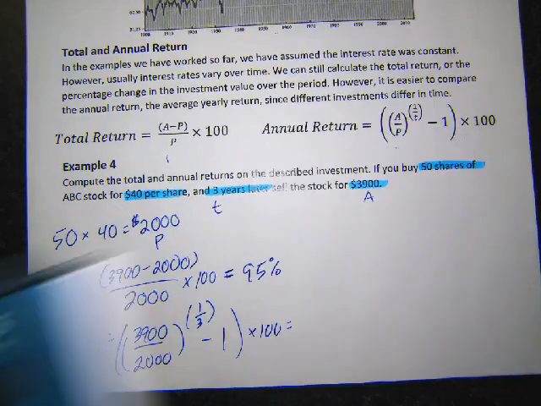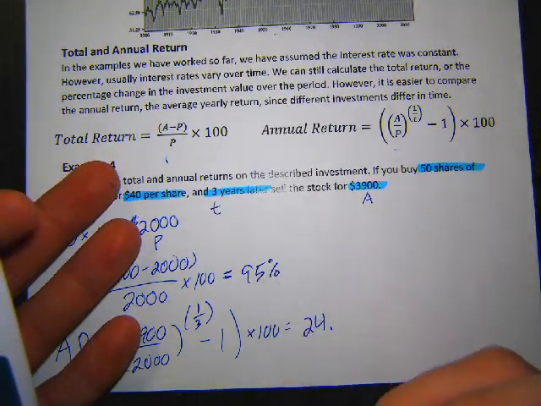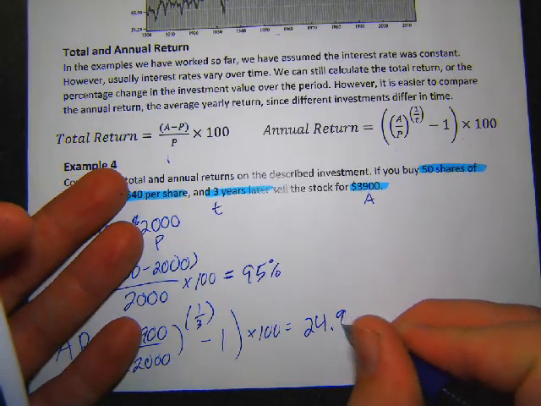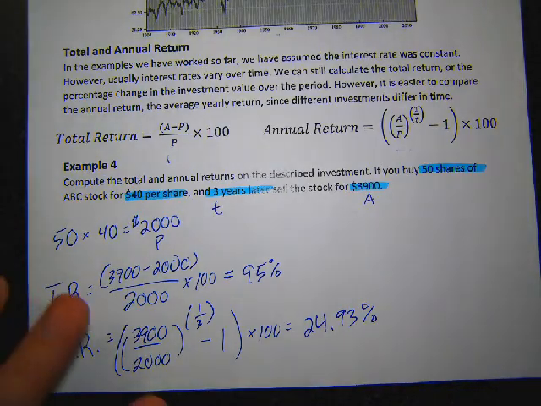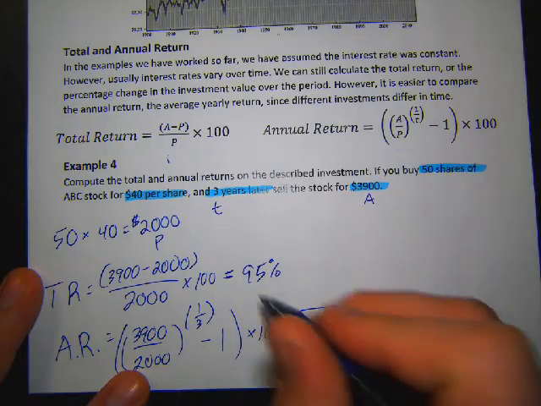24.93%. So you can see this is not what you get if you took 25 divided by 3. It doesn't work to just divide it by 3. Sadly, it's not that simple. Because here we're dealing with percentage growth where it's compounding each year, your annual return is going to be a little different than this number divided by 3. I can't just take 95 divided by 3.